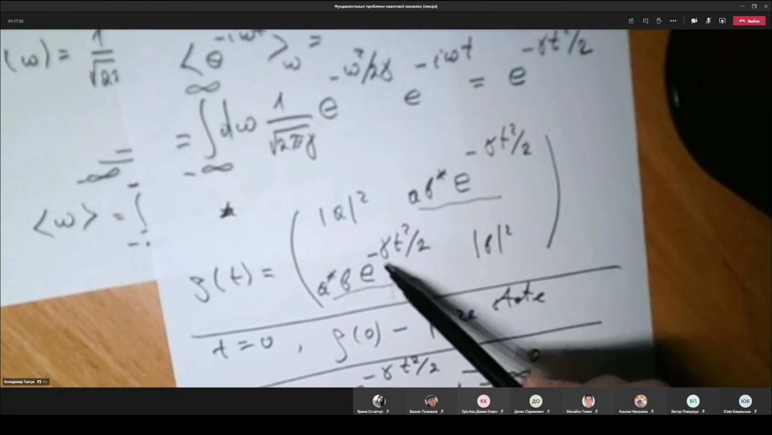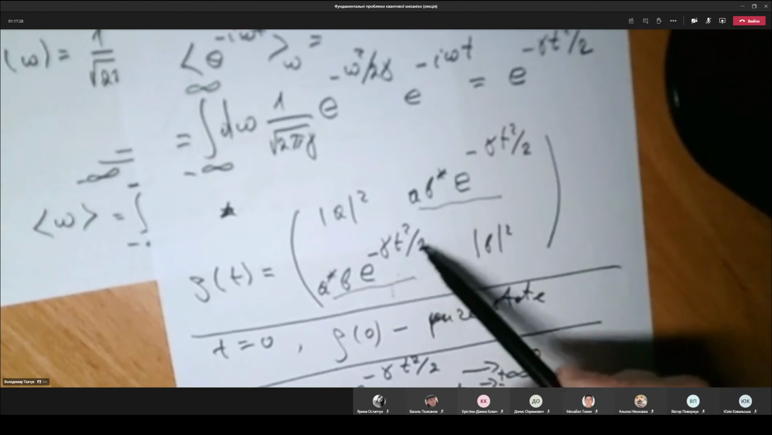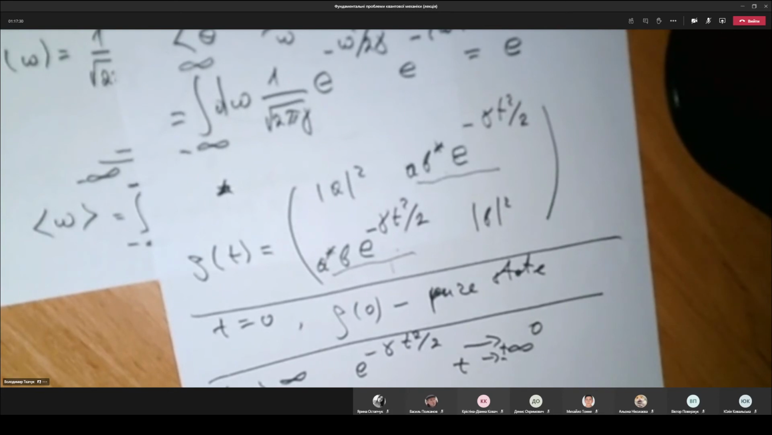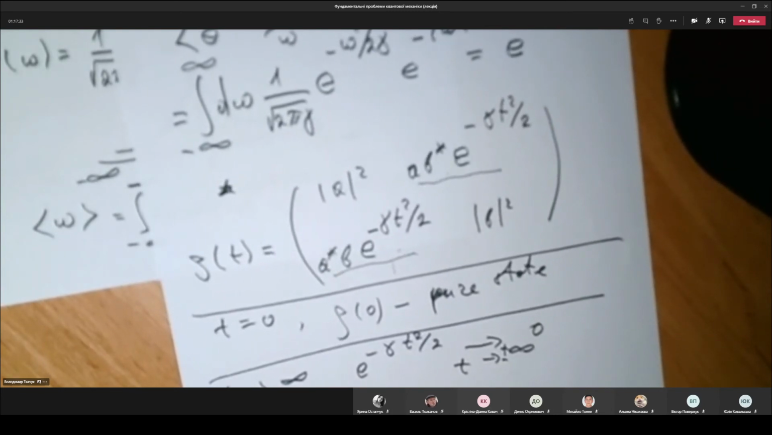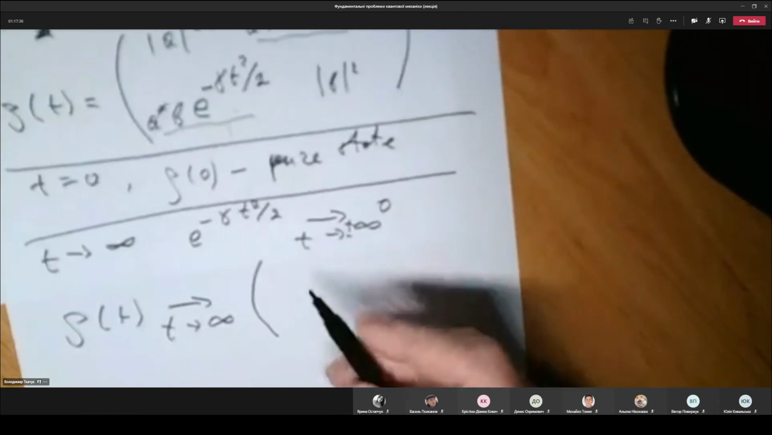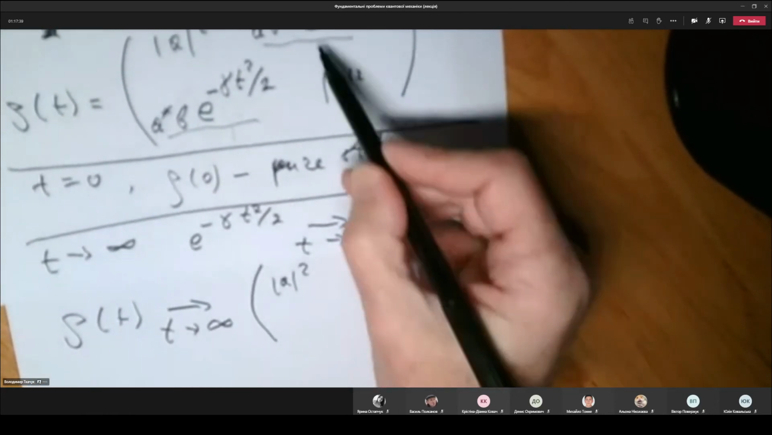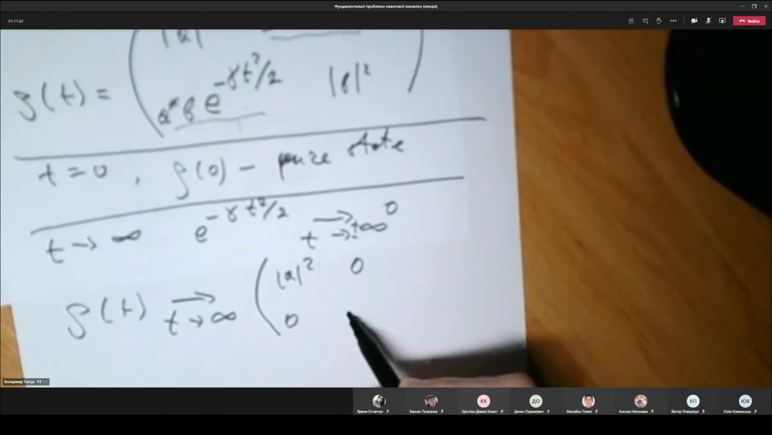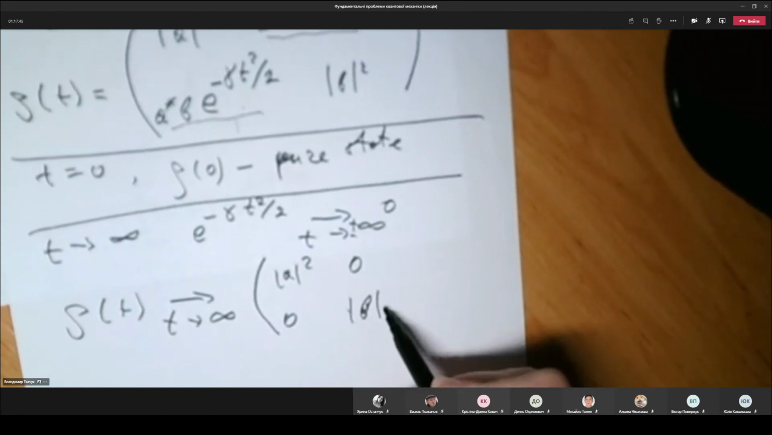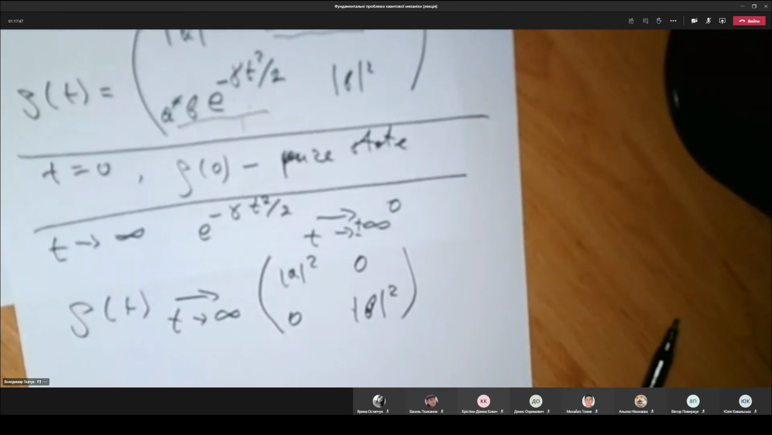So therefore, this term tends to 0, and rho as a function of t tends to the following matrix. It tends to matrix A squared, 0, 0, and B squared. So we obtain a density matrix which looks as follows. And now let us analyze this result. What does it mean? What do we obtain from the point of view of an ensemble of spins?